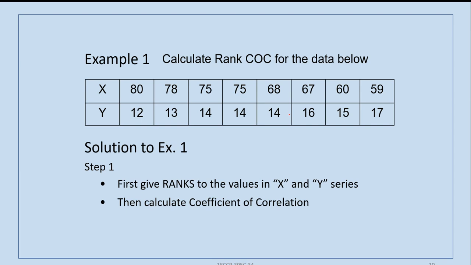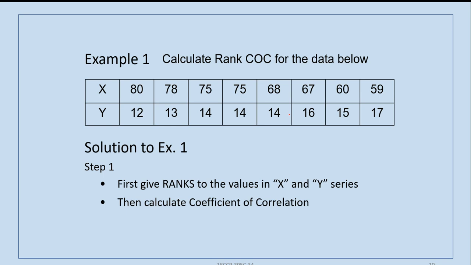75 takes the 5th and 6th ranks. 75 is repeated 2 times, that is 5 and 6. Up to 4 we have seen: first 1 is for 59, 2 is for 60, 3 is for 67, and 4 is for 68. So 5 is for 75, and another 75 is there.